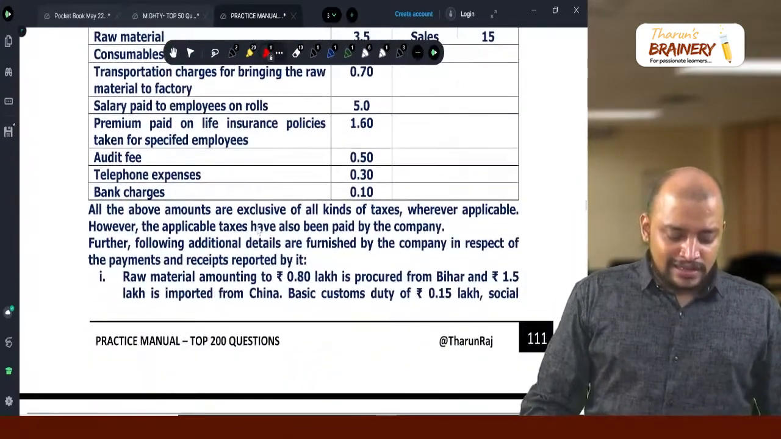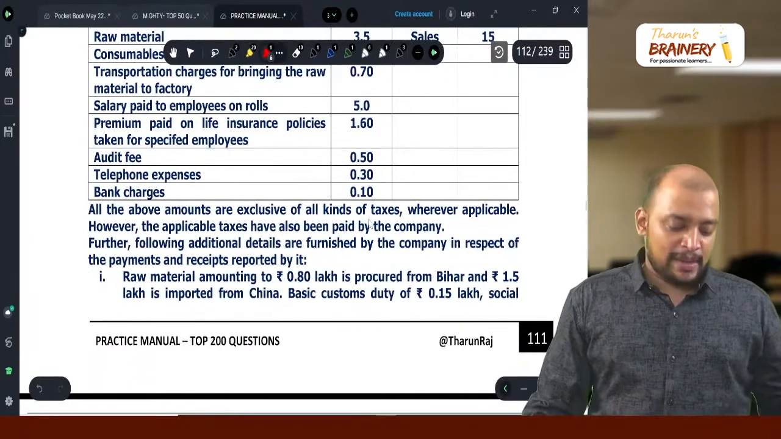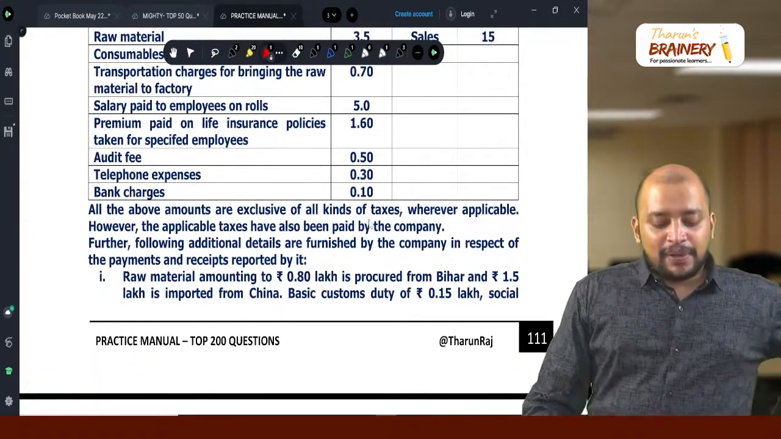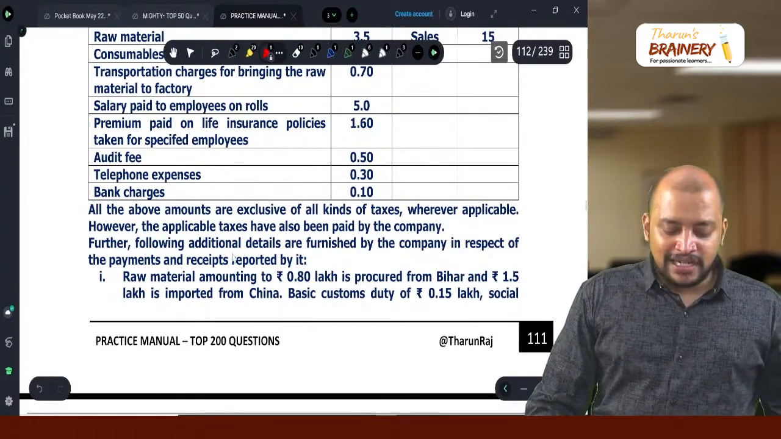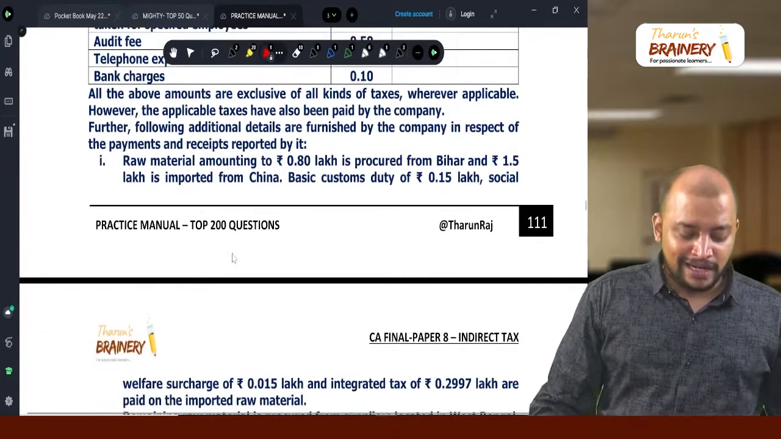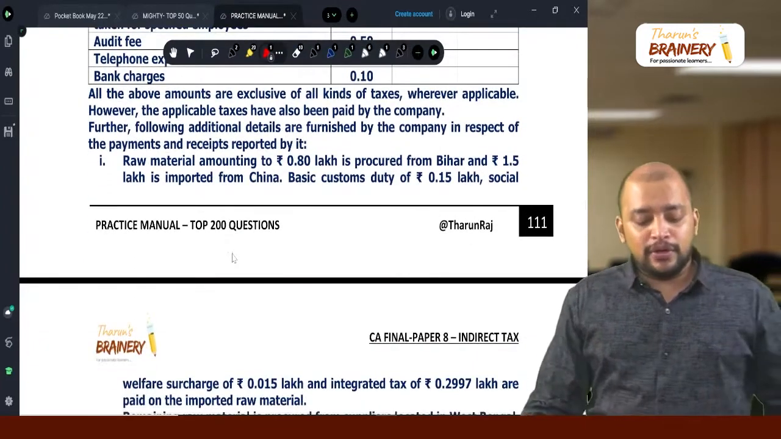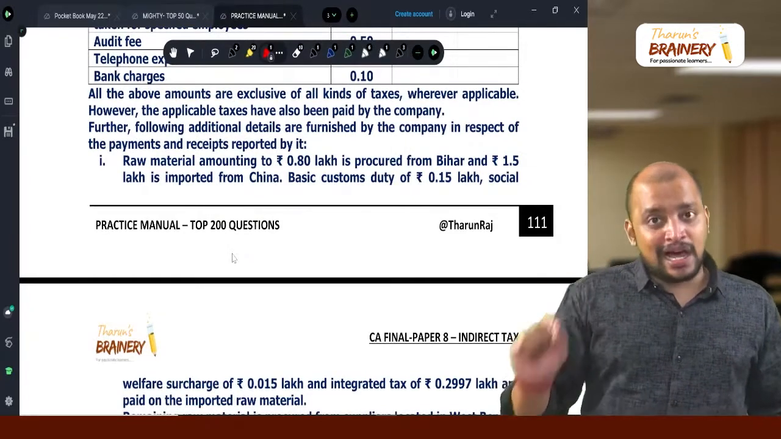Now in this, all the above amounts are exclusive of all kinds of taxes wherever applicable. However, the applicable taxes have also been paid by the company. The following additional details are furnished by the company in respect of the payments and receipts reported by it. Raw material amounting to 0.8 lakhs is procured from Bihar.